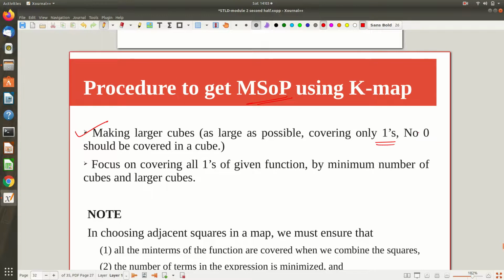Don't group any 0. The vacant cells correspond to 0, so don't look at them. But when we have product of sum, we will be grouping zeros. That is what we are going to see. Just apply the opposite thing, that's all.